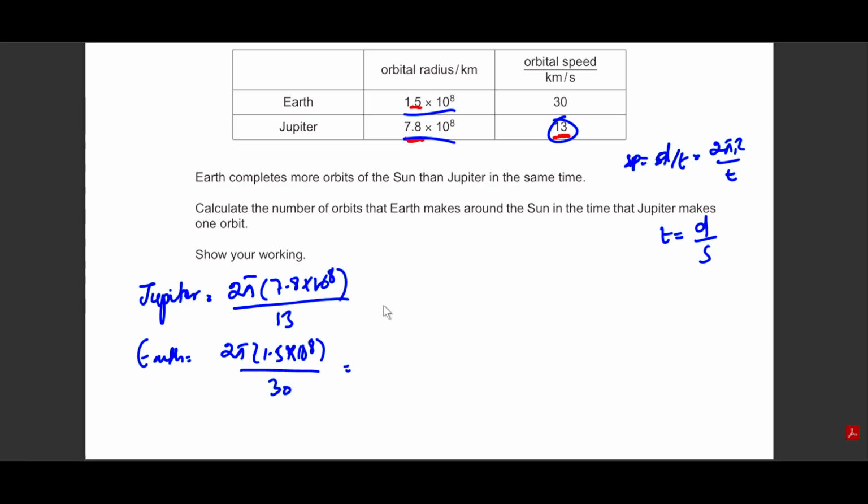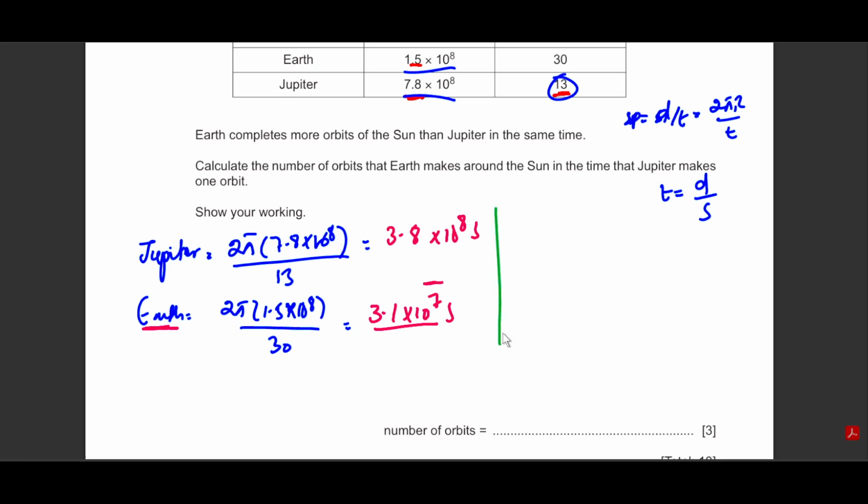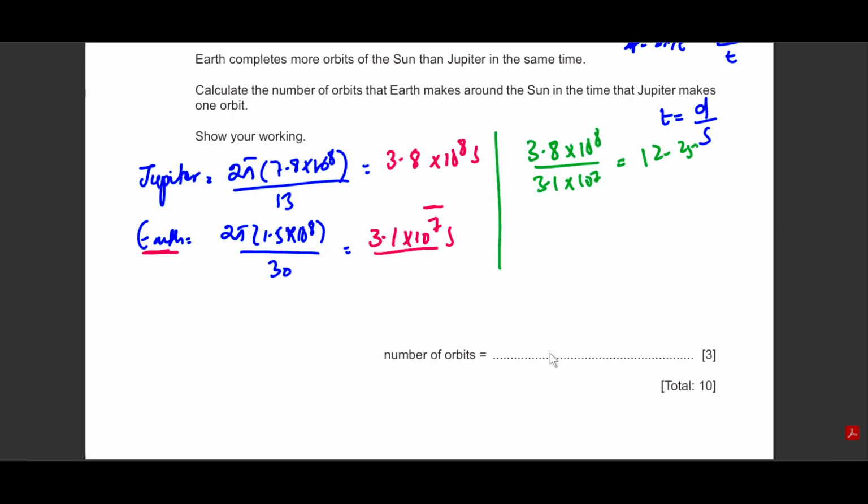Now, when we get the answers for both of them, Jupiter is 3.8 × 10^8 seconds, and Earth is 3.1 × 10^7 seconds. Be careful, this is 7. And we can see that the Earth spends less time orbiting, and Jupiter spends more time doing that. So let's figure out how many orbits there will be. If we divide 3.8 × 10^8 by 3.1 × 10^7, how many extra orbits will there be? This comes out as 12.25. So the rounded answer will be approximately 12, up to 2 significant figures.